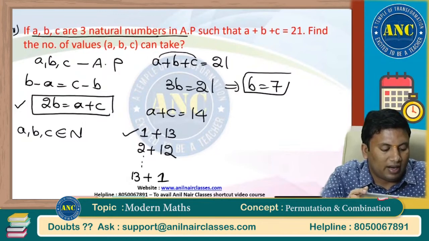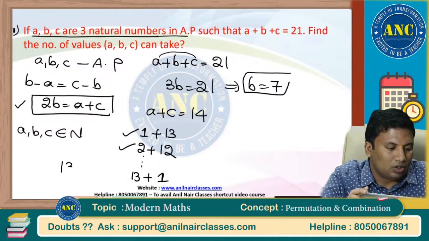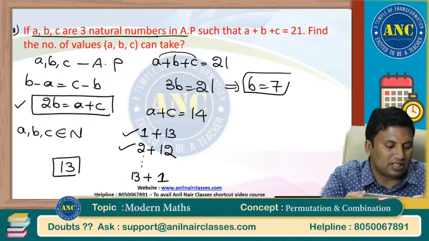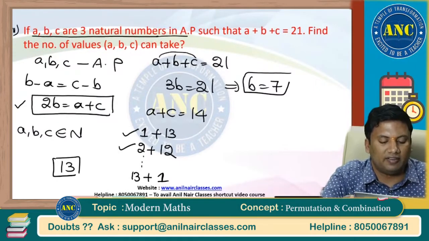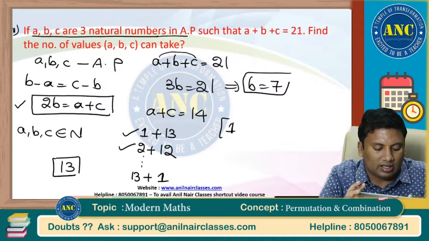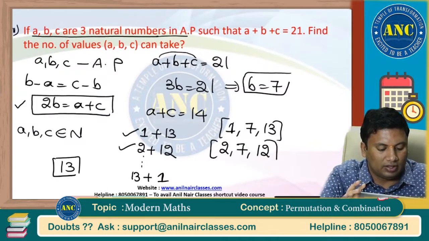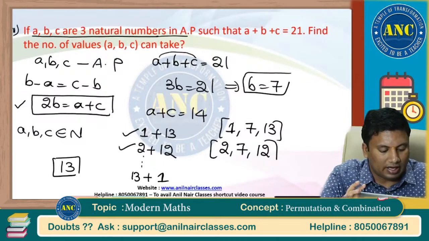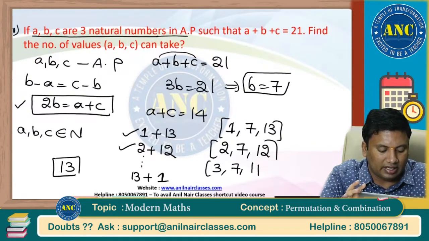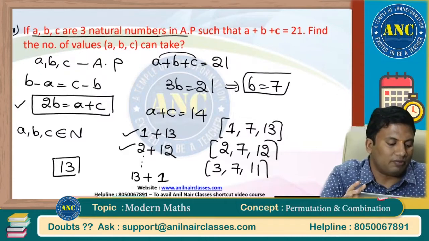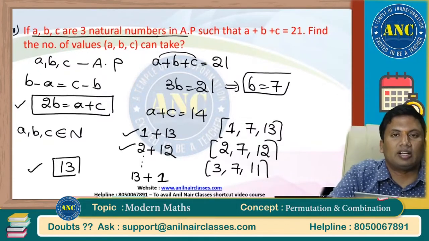So, how many values are there? 1 to 13. Totally, how many values? A can take 13 values. The B value is anyway fixed. So A is 1, B is 7, C is 13. A is 2, B is 7, C is 12. Another value, right? Again, A is 3, C will be 11, 3 plus 11 is 14, again B is 7. So it will go on from 1 to 13, the answer is 13, right?